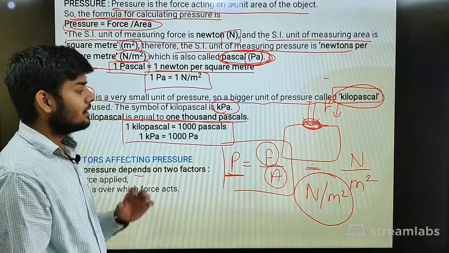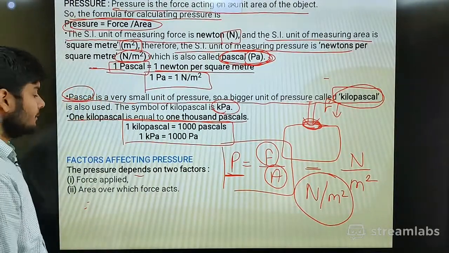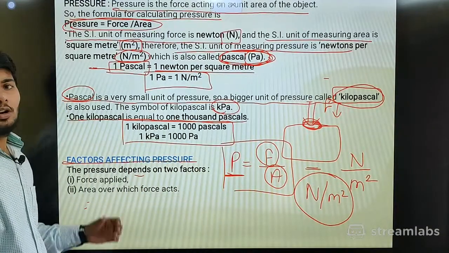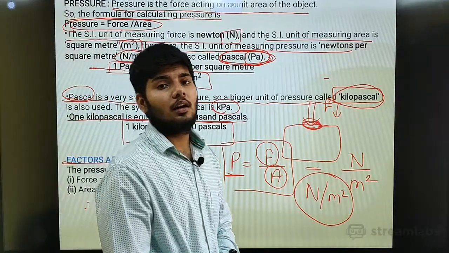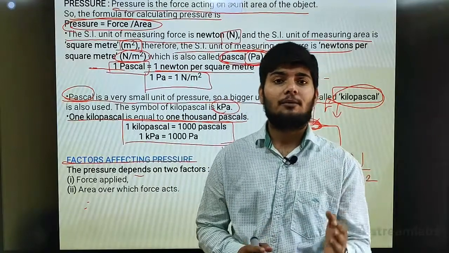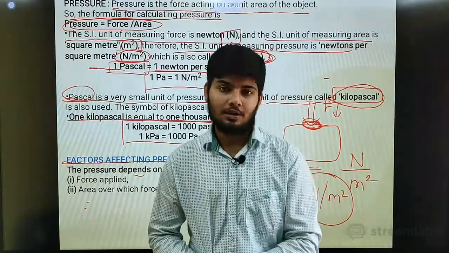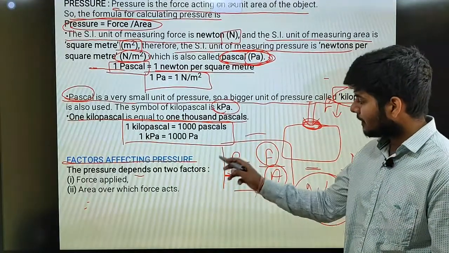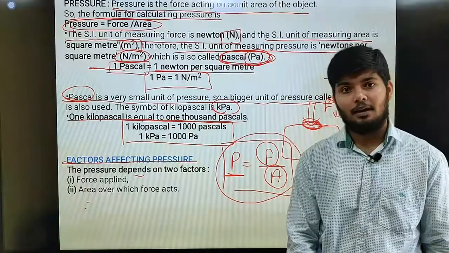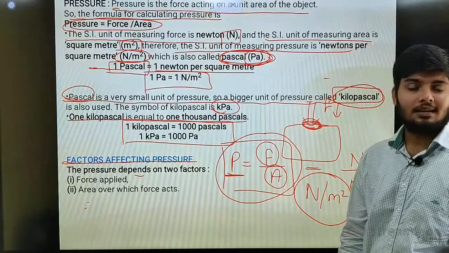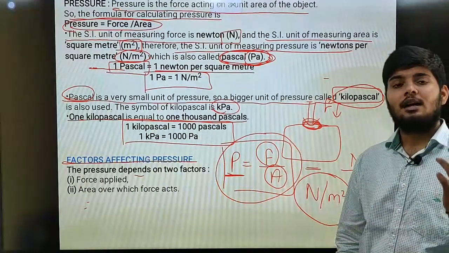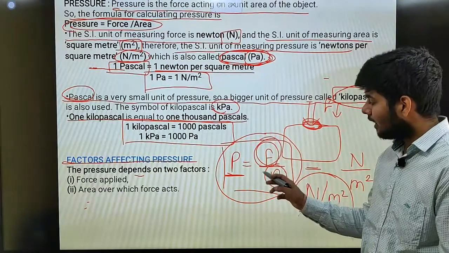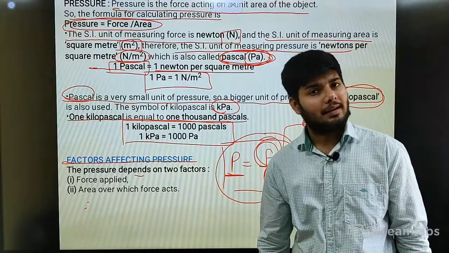Now students, let's move to the next topic here. The next topic is factors affecting pressure. Now we are going to discuss those factors which affect the value of pressure. With the help of the formula, pressure is equal to force upon area, mainly two factors are responsible which affect the value of pressure. These factors are the amount of force and the unit area.